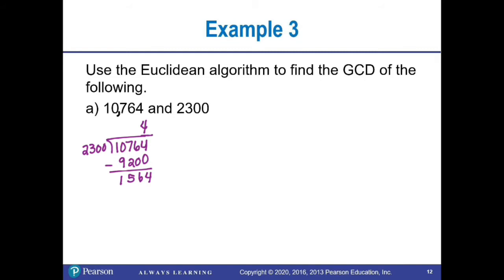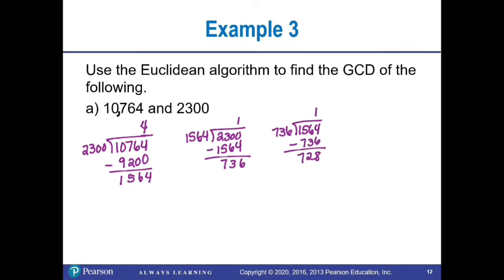So I take that remainder, 1,564, and I divide it into the divisor, 2,300. It goes one time, leaves me with 736. Again, I do not have a remainder of 0. So I divide 736 into my divisor, 1,564. It goes one time with a remainder of 728. I still don't have a remainder of 0.